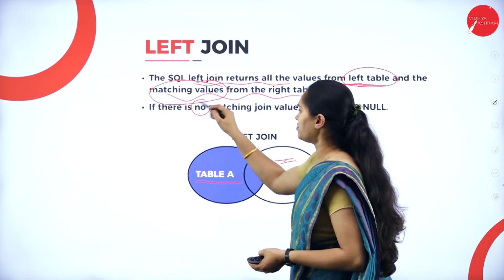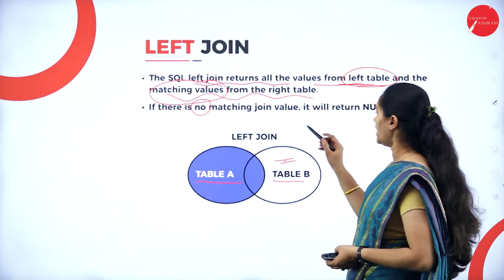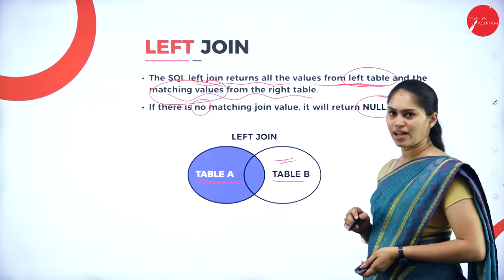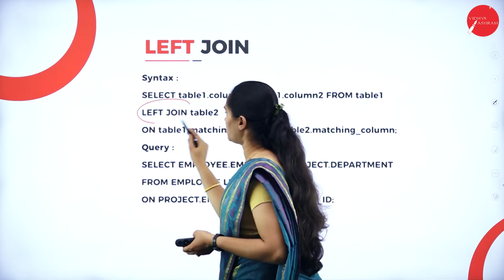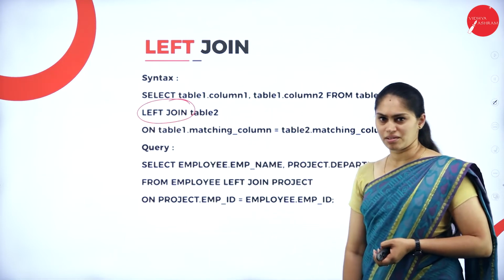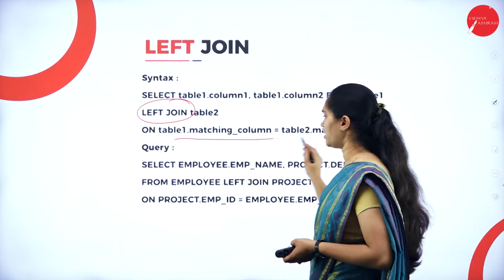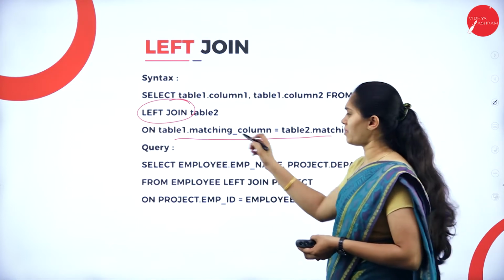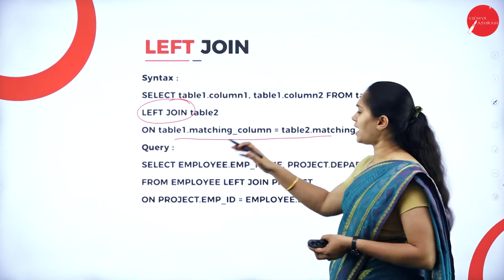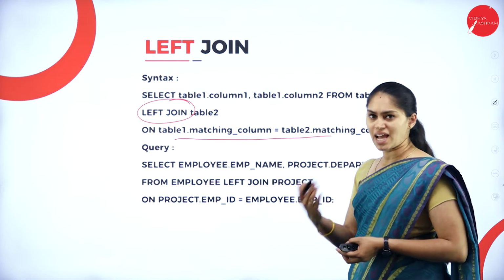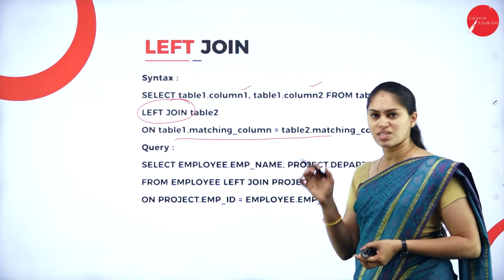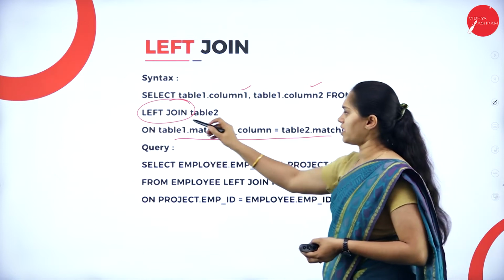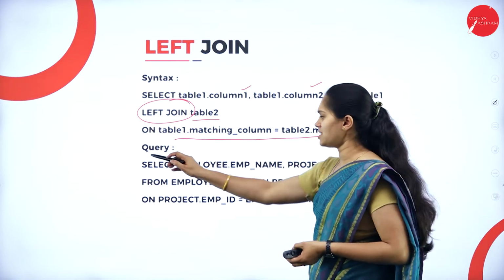So what if there is no matching? Then it is going to return null. Fine. You can see the syntax here, again the same thing, but here you need to mention that it is a left join, right? So based on some constraint, we are matching. Whatever matching column we have in table 1, I am matching here. If it is satisfied, then it is going to display the columns which we have selected from table 1 as well as from table 2. So you can see the query.